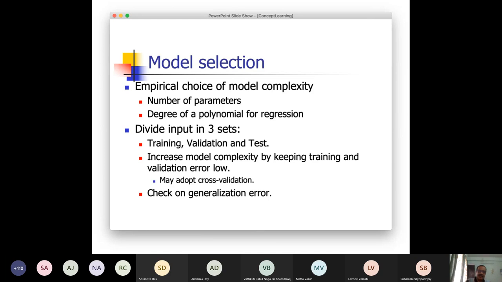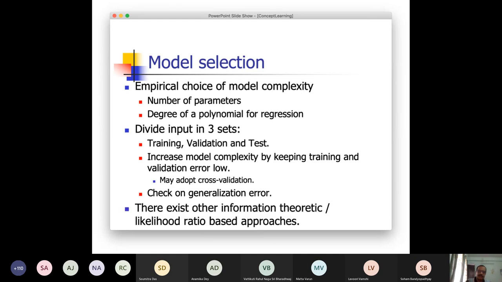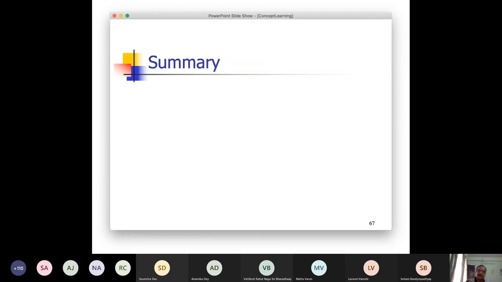So that is the way we go for this, and sometimes we use cross validation. And there are other ways of comparing models, such as information theoretic ways.